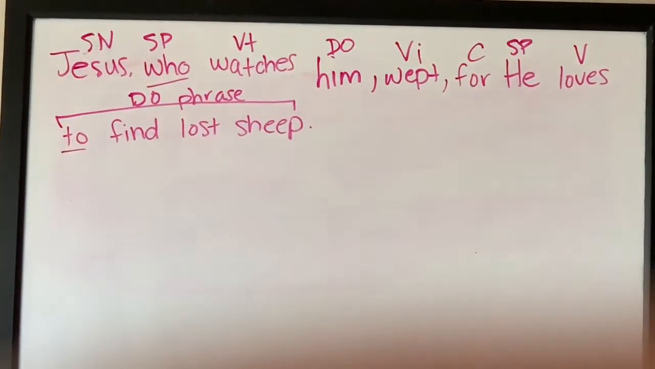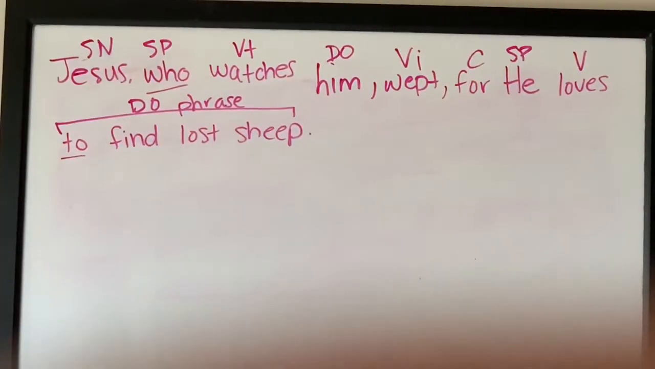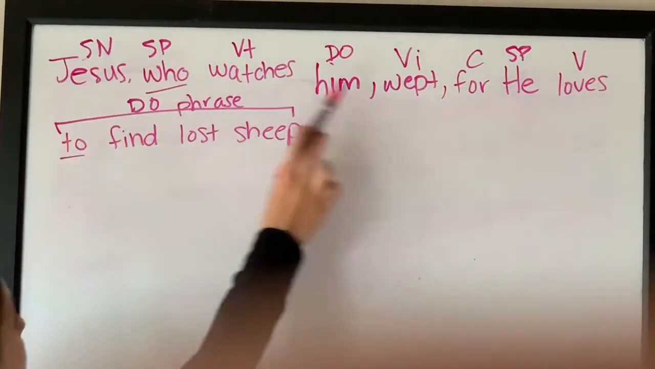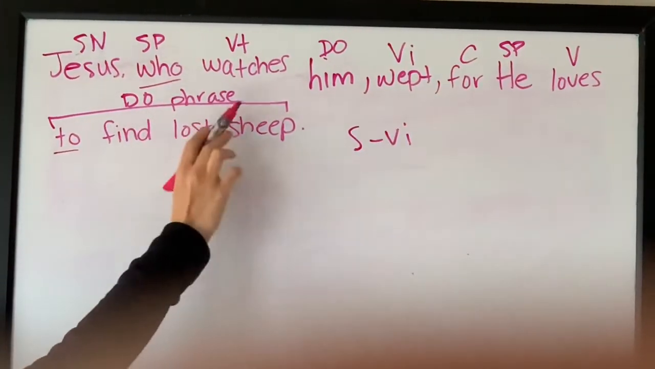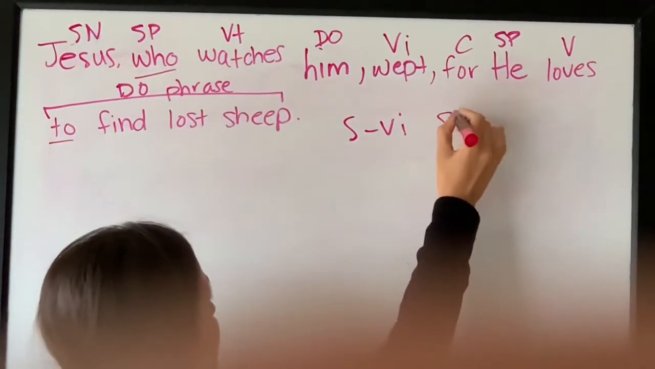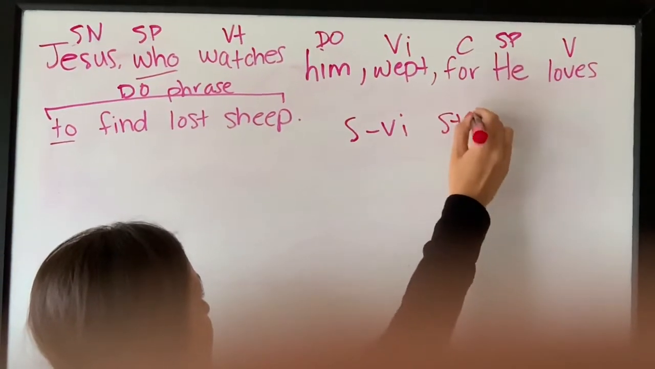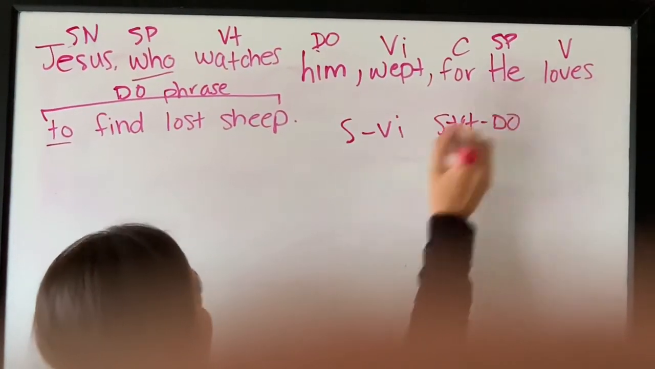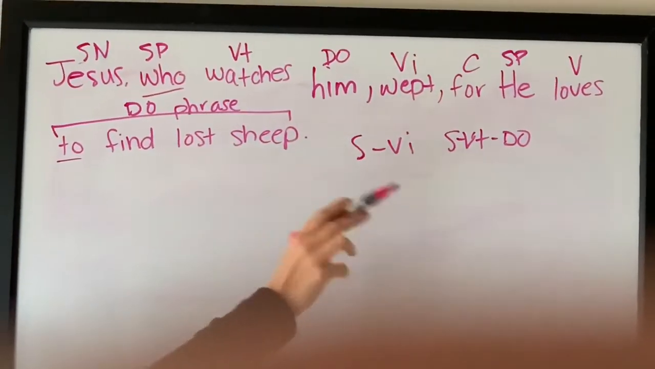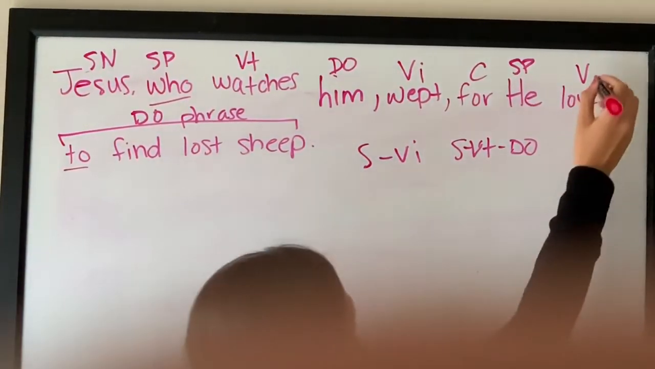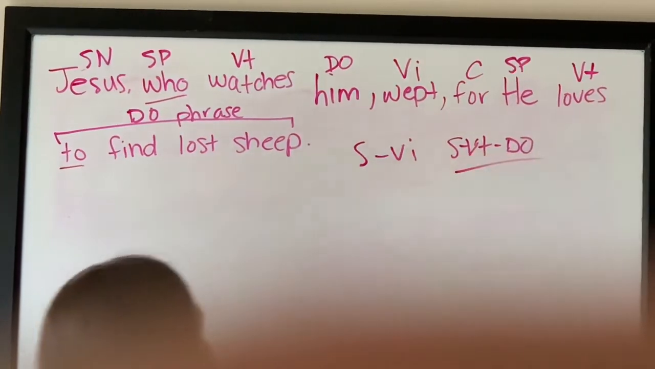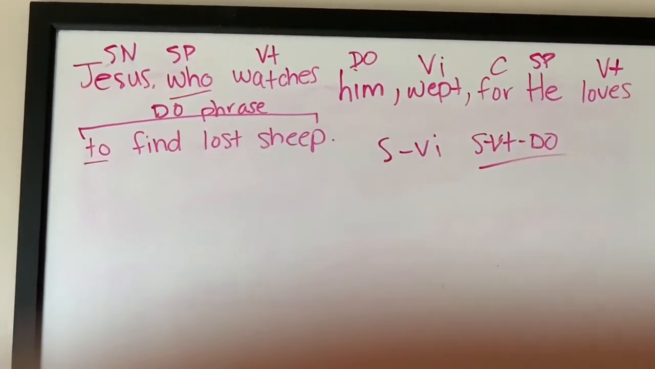So what do we have? What are our sentence structures or patterns? We have Jesus wept, so that's an SVI. We have who watches him, that's an SVTDO. And we have he loves to find lost sheep. Subject, verb, transitive, direct object again. Okay? Let's diagram that.